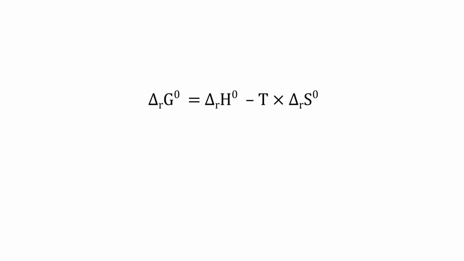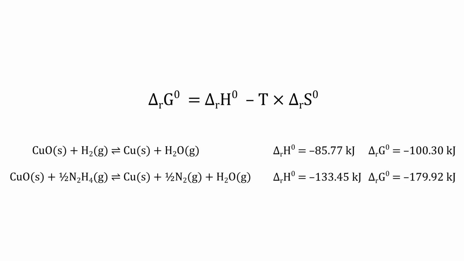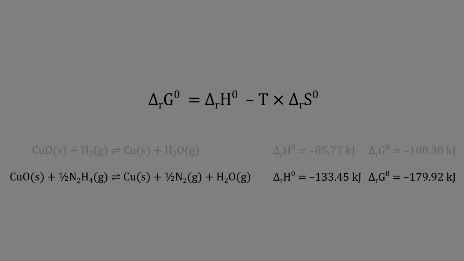The spontaneity of a chemical reaction is defined by the Gibbs free energy change, delta G. Among these two exothermic reactions, delta G is more negative in the reaction in which hydrazine in gas phase is used as the reductant. This is mainly because of the more negative delta H value.